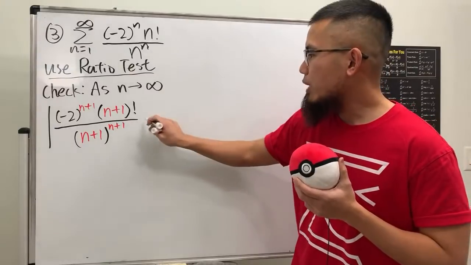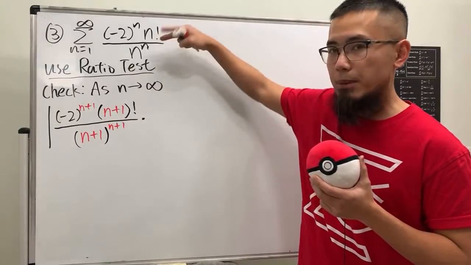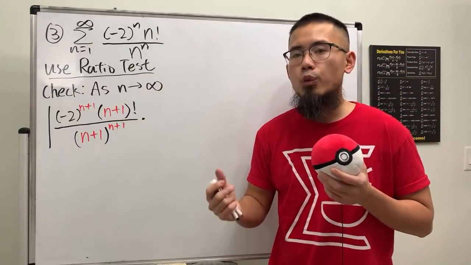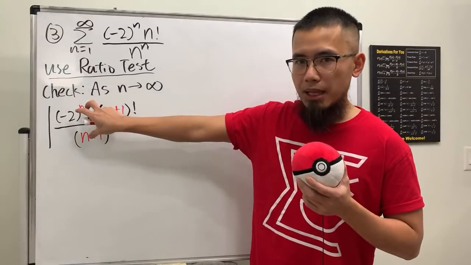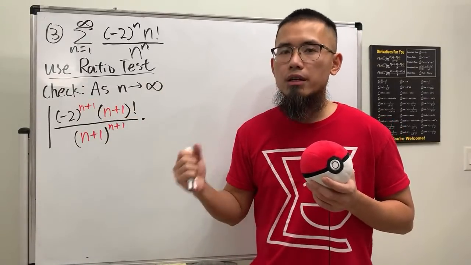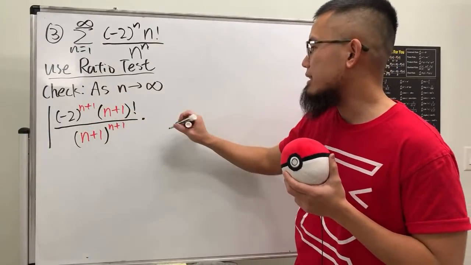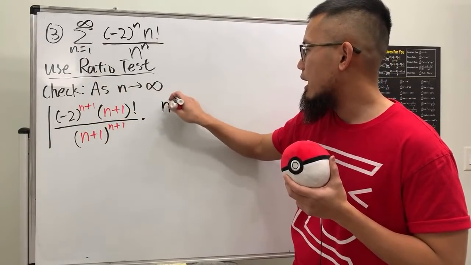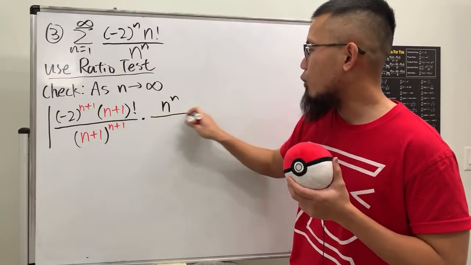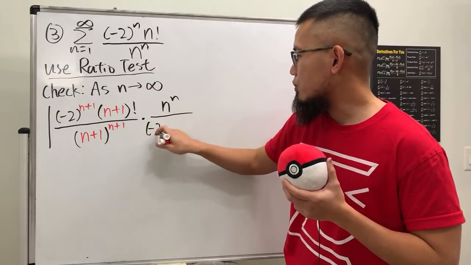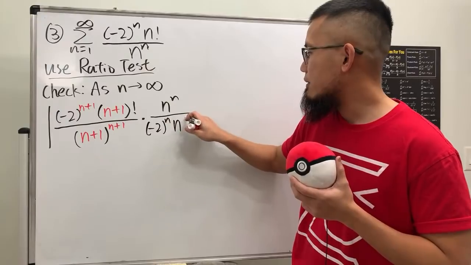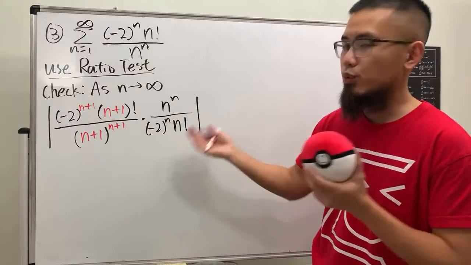And then we are going to multiply by the reciprocal of this, because remember, we have to check the limit of a(n plus 1) over a(n). Namely, we can just do this times the reciprocal of that, which is n to the n, you write that on the top, and over here the bottom is -2 to the n times n factorial. So we have to work that out.